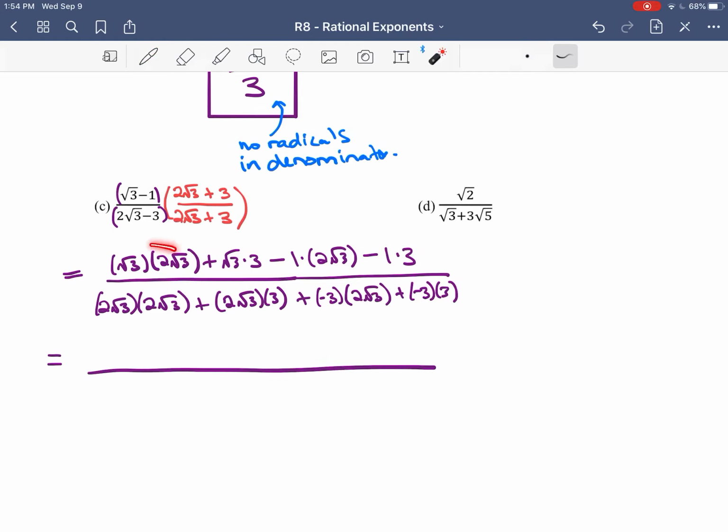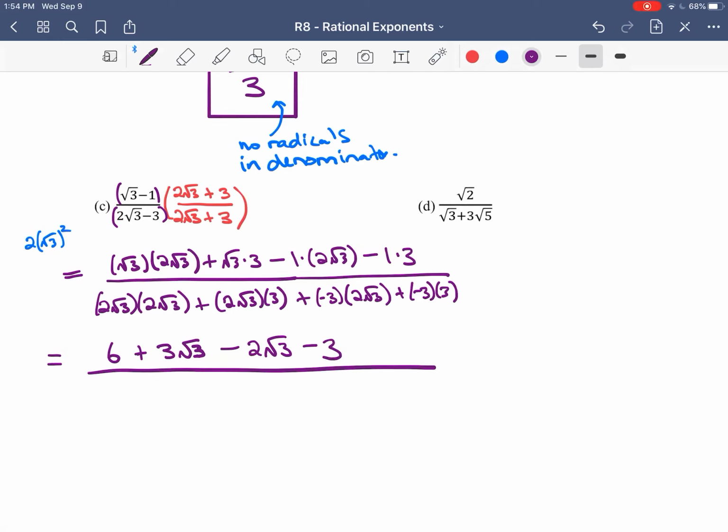So when we look at this term, we just want to multiply these 3 bits together. Okay, so it's 2 times root 3 squared. So that's actually going to be, maybe I'll write that. So this is 2 times root 3 squared, root 3 twice. So that's going to be 2 times 3, which is 6. Okay, and then I'm going to have 3 root 3. And then I'm going to have a minus 2 root 3, and then a minus 3.